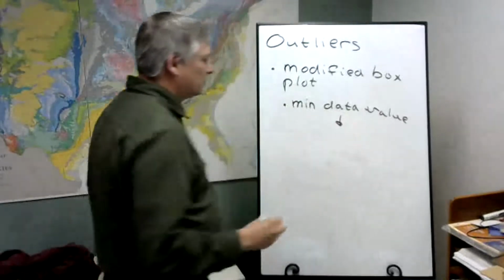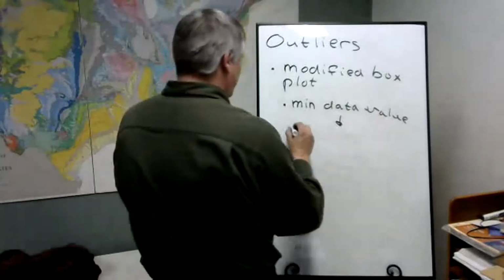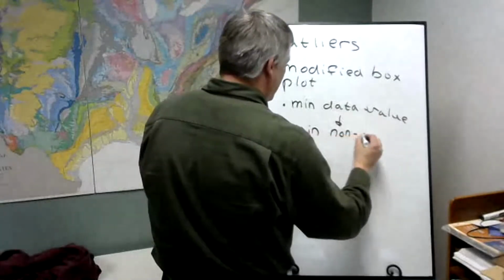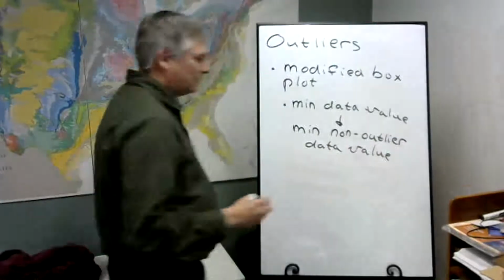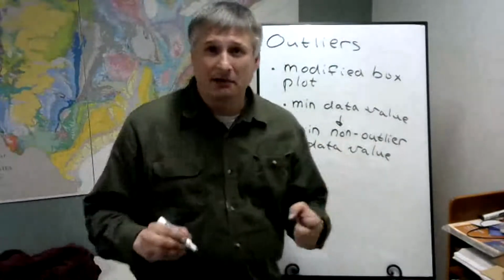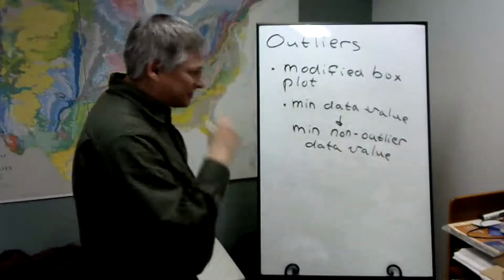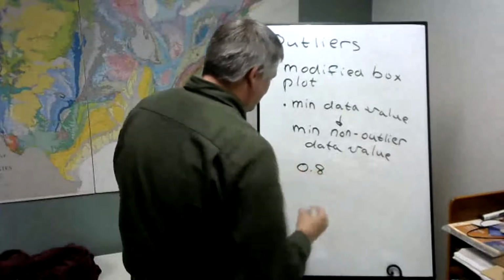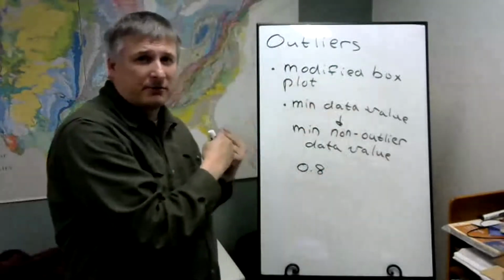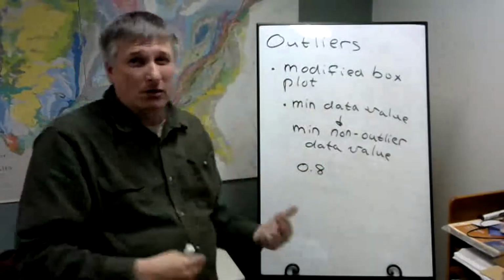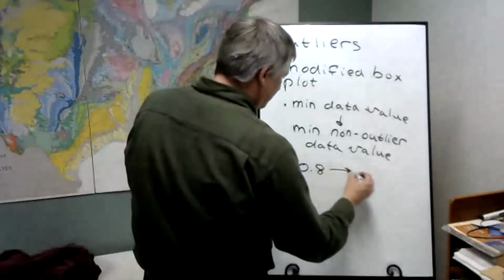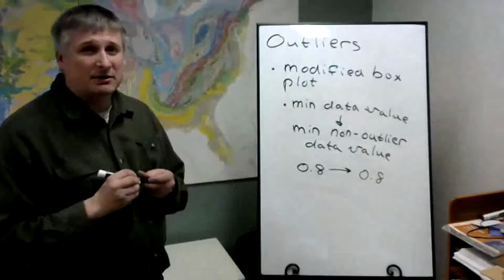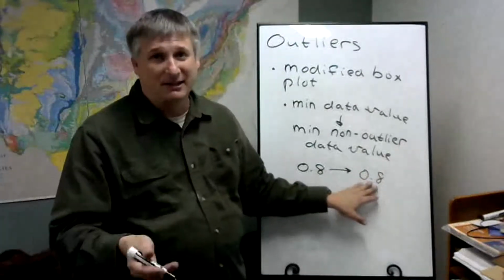Instead, what we're going to do is replace the minimum data value with the minimum non-outlier data value. Whatever the smallest data value is that is not an outlier. So in our case, our smallest value was 0.8, but 0.8 wasn't an outlier. The lower boundary for outliers was negative 12.5, so only numbers smaller than negative 12.5 would be outliers. This one's bigger than negative 12.5, so this one won't change. So for our modified box and whisker plot, this is still the far left end.